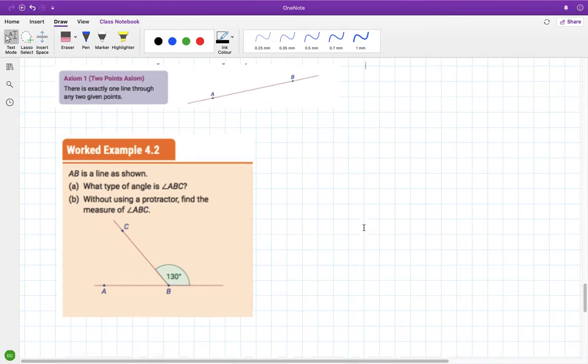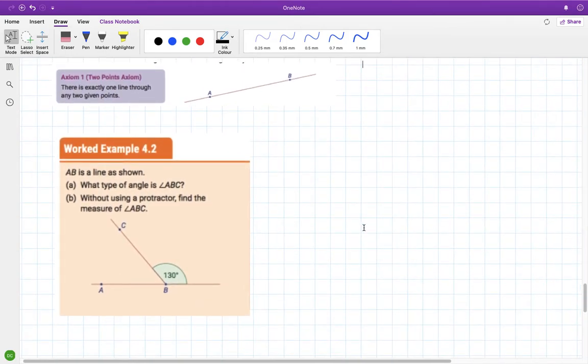Right, so we're going to look at an example. Actually do a bit of maths. We haven't done that in like 2 classes. Okay, so AB is a line as shown. So here's AB. Maybe go a bit thinner than that. Here's AB along here.